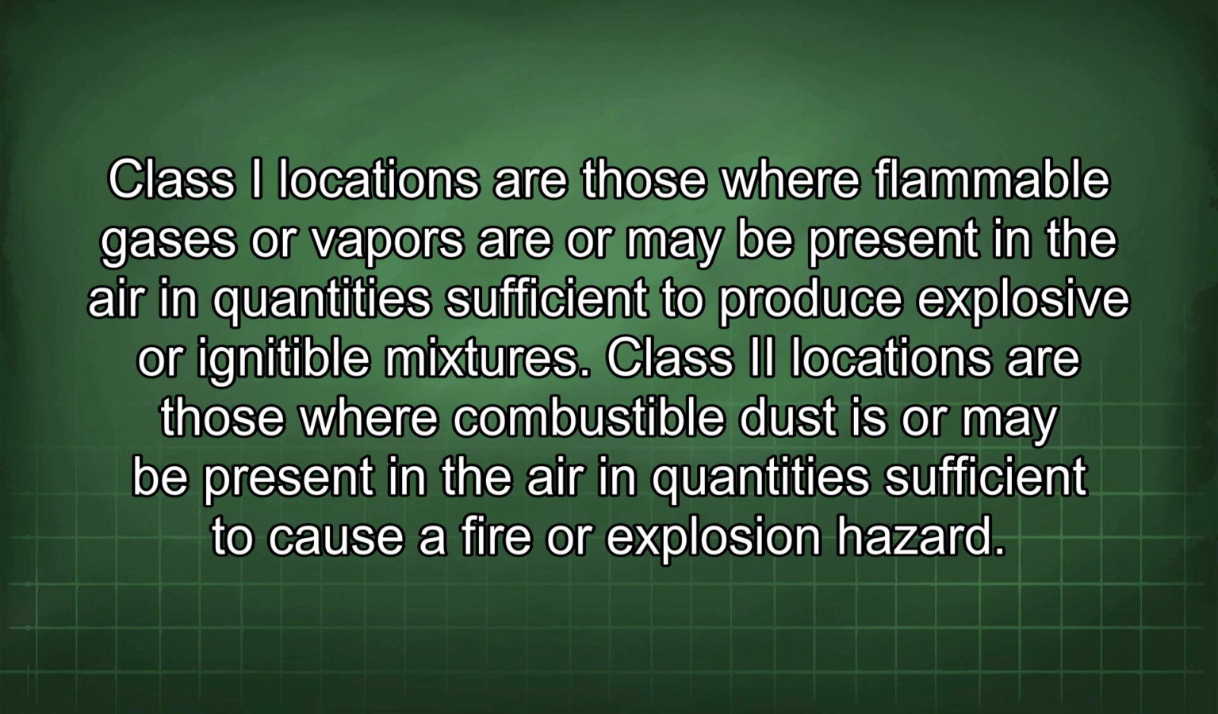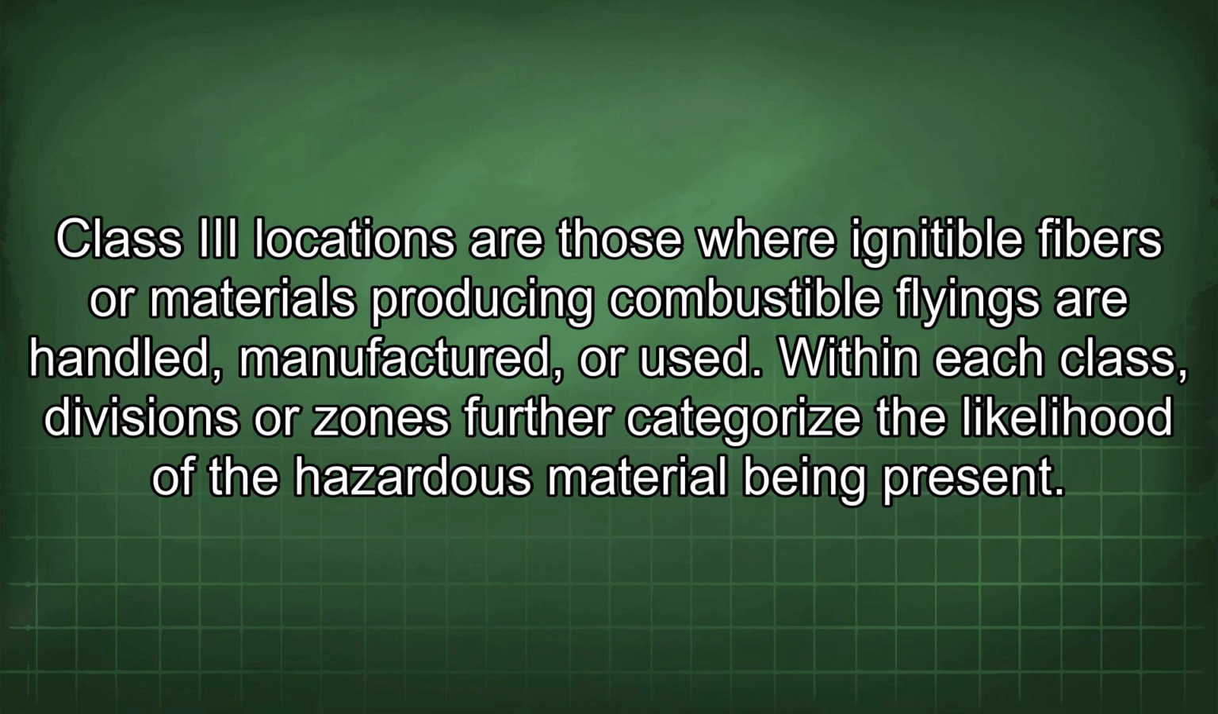Class II locations are those where combustible dust is or may be present in the air in quantities sufficient to cause a fire or explosion hazard. Class III locations are those where ignitable fibers or materials producing combustible flyings are handled, manufactured, or used. Within each class, divisions or zones further categorize the likelihood of the hazardous material being present.